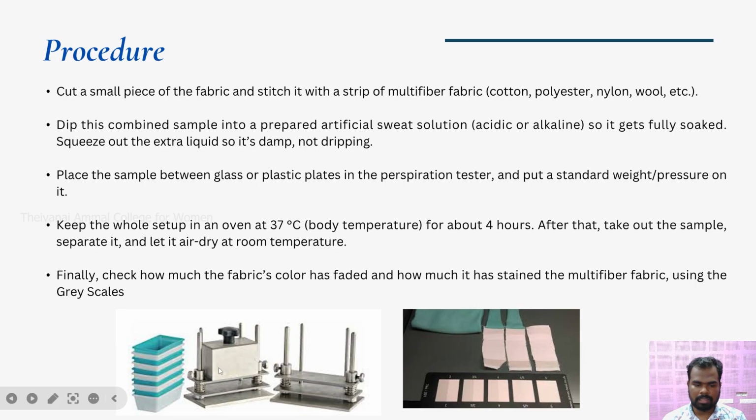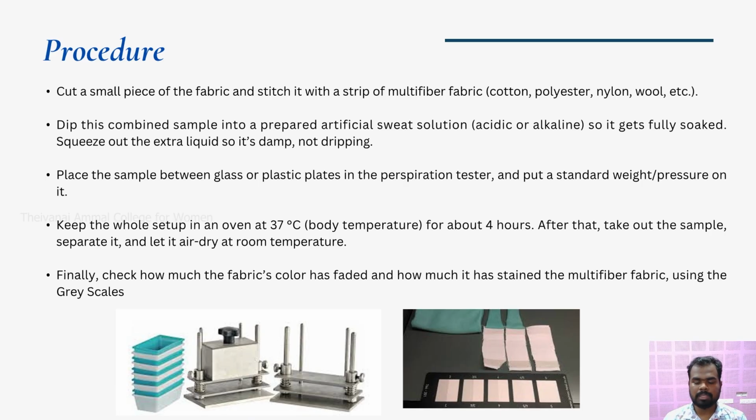In this you will see the weight bar and the measuring gap. Here you have to place your squeezed sample from the acidic or alkaline solution. There will be a metallic or plastic or some flexible material that we use to put one plate, one fabric specimen, like glass or plastic plates, in a perspiration tester. This entire setup is known as the perspiration tester, and over that there will be a 5 kg weight bar.